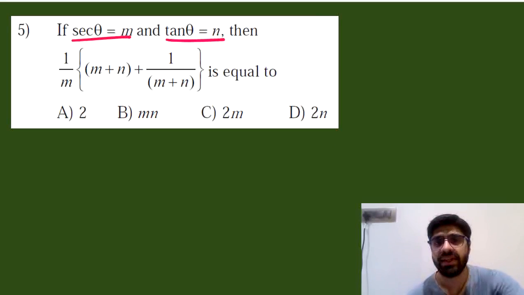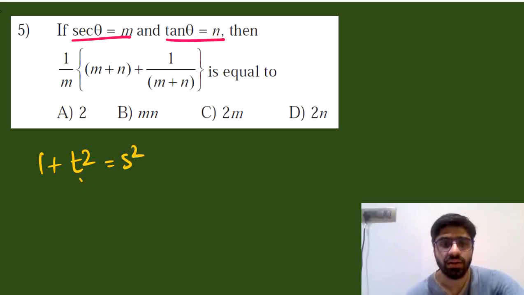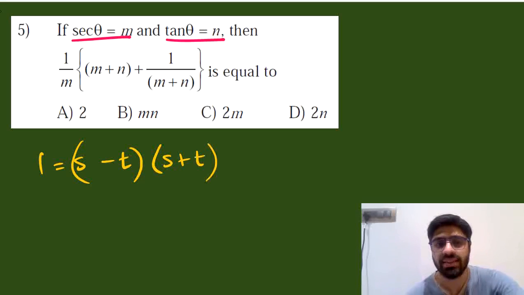Sec theta is m, tan theta is n. The value of m plus n plus 1 upon m plus n. You need to understand one thing regarding sec and tan. 1 plus tan square theta is basically equal to sec square theta. Take that tan square theta on the right. You get 1 is equal to sec square theta minus tan square theta. Sec square theta minus tan square theta is like sec theta minus tan theta into sec theta plus tan theta.